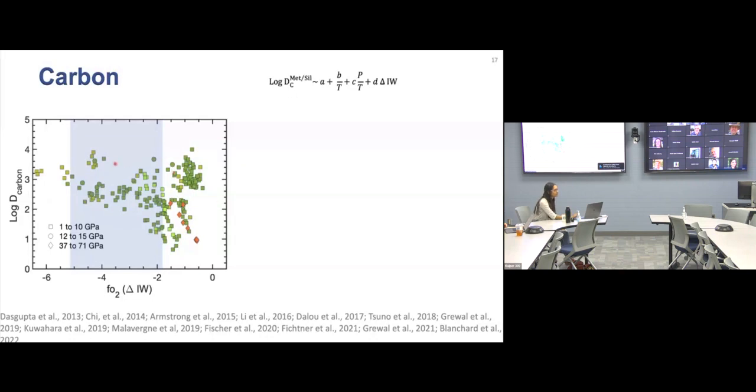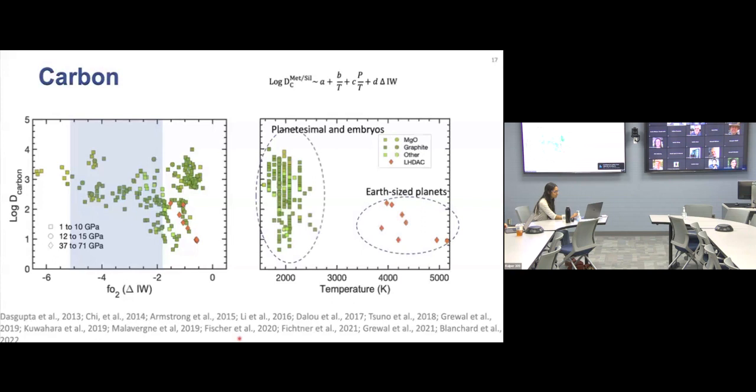So again, most of the data that was collected for carbon are these green squares, so data obtained at conditions relevant to planetesimal formation. But there have been recent studies that have provided partition coefficients at conditions relevant to formation of the Earth's core, and these are the ones that I'm showing here in the red diamonds, and they seem to indicate that carbon becomes a couple of orders of magnitude less iron loving at conditions at which the Earth's core formed.